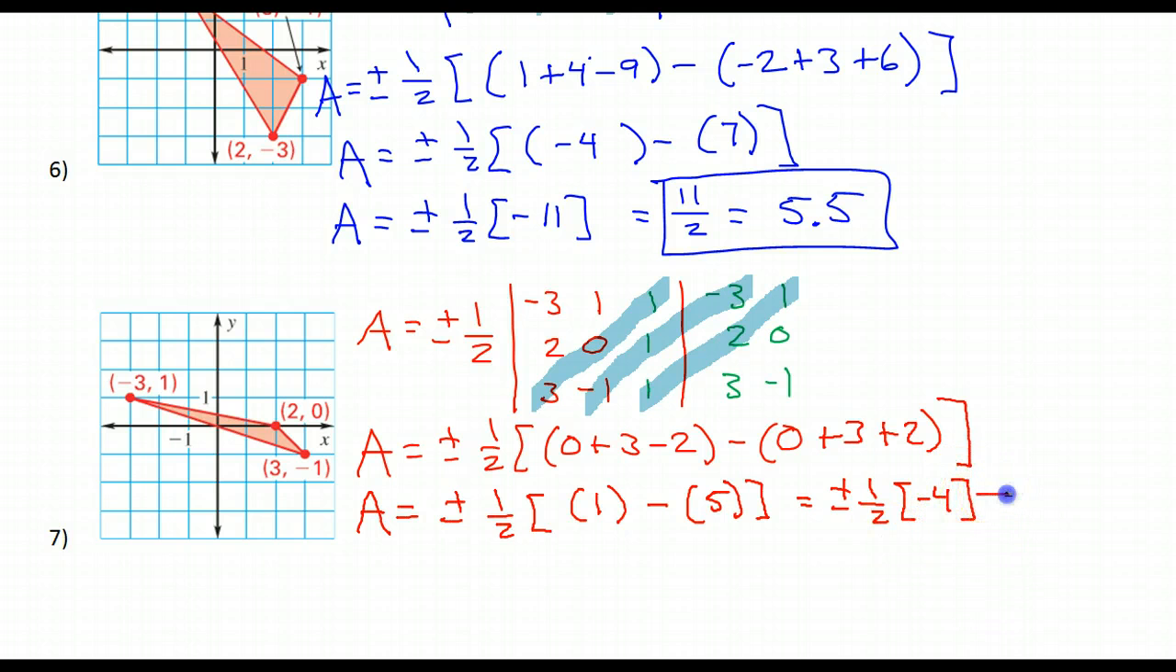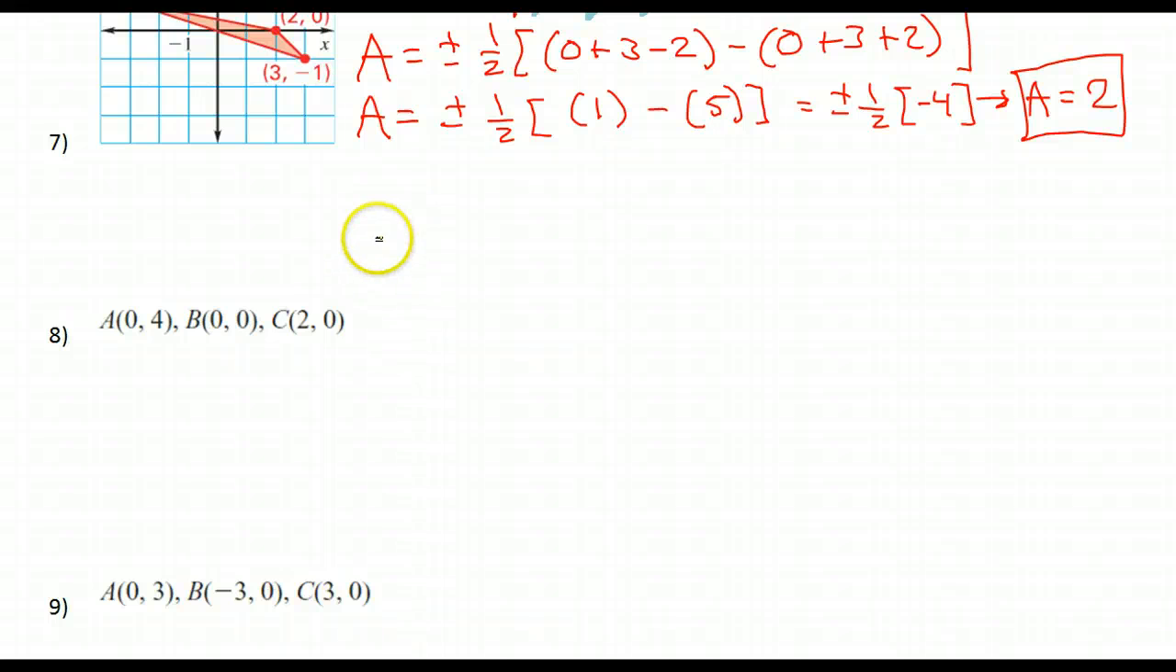So that means that the area is equal to 2. Half of 4 is 2. Okay, so that is the answer for number 7. Alright, let's just do a few more.